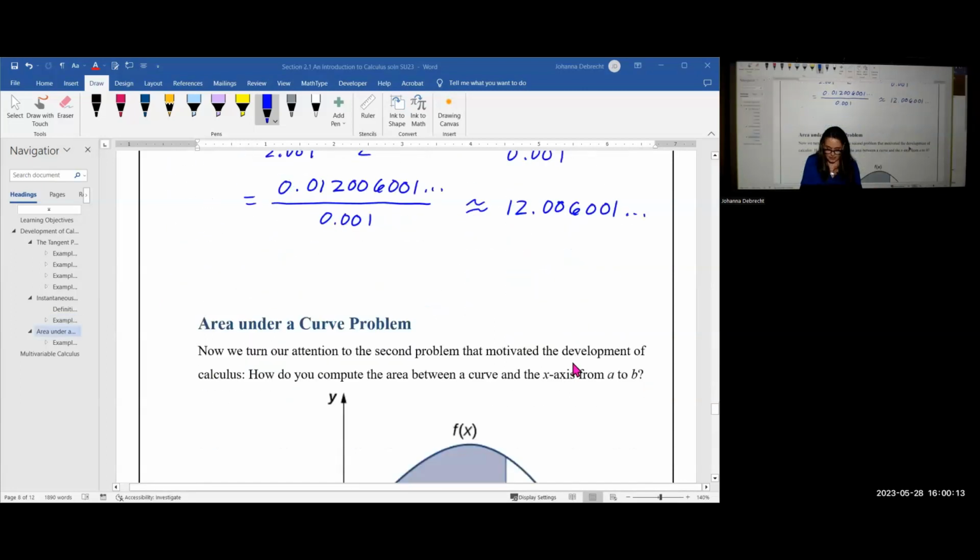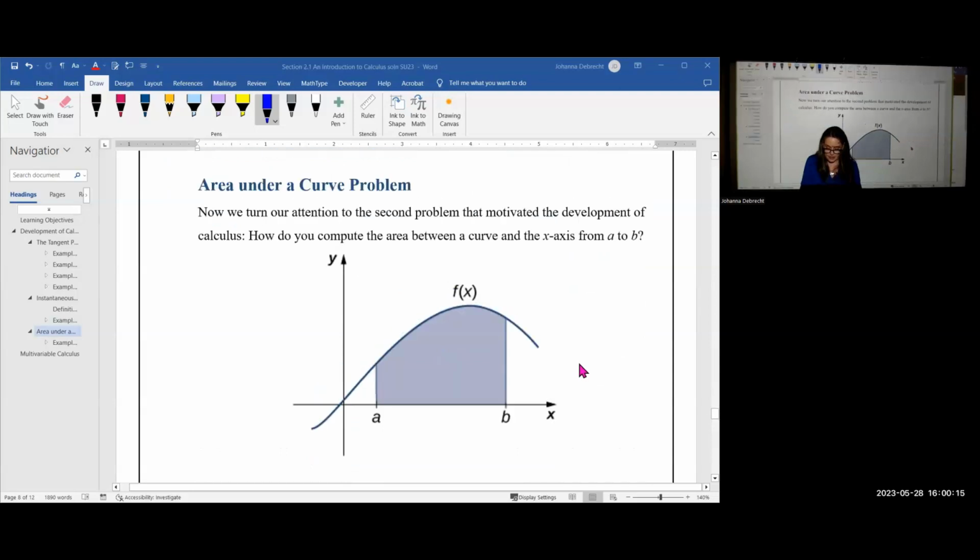Let's now talk about the second major problem that led to the development of calculus, which is how much area is under a curve between the curve and the x-axis between x equal a and x equal b. So when we're looking at this and we want to estimate the area under here, we can estimate it using geometry. Now, there are a lot of different ways that we could do that. We could divide it into ever smaller regions of maybe rectangles and triangles and all different kinds of shapes.